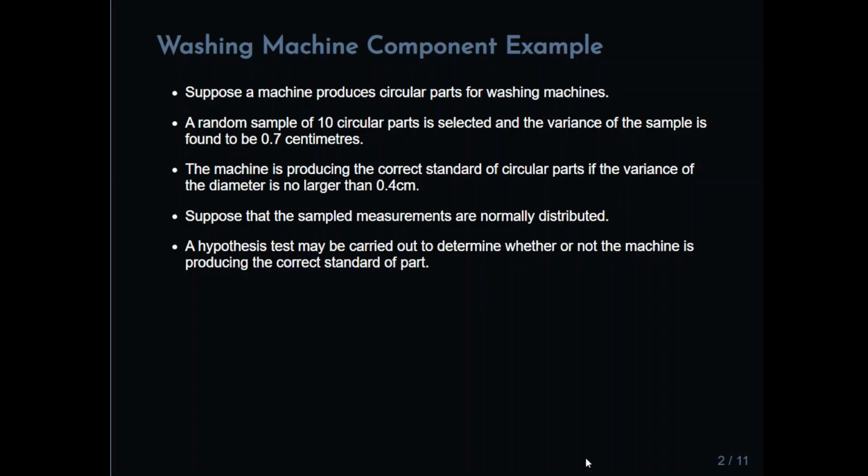The machine is producing the correct standard of circular parts if the variance of the diameter is no greater than 0.4 centimeters. Suppose that the sampled measurements are normally distributed. A hypothesis test may be carried out to determine whether or not the machine is producing the correct standard of parts. So let's do that test.